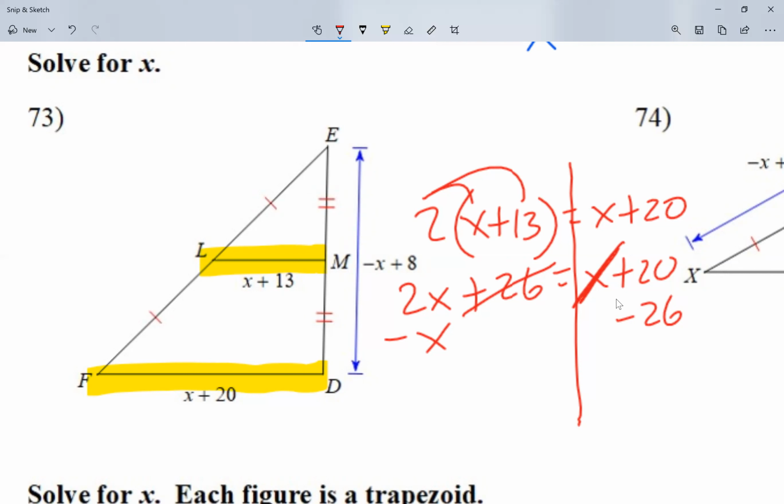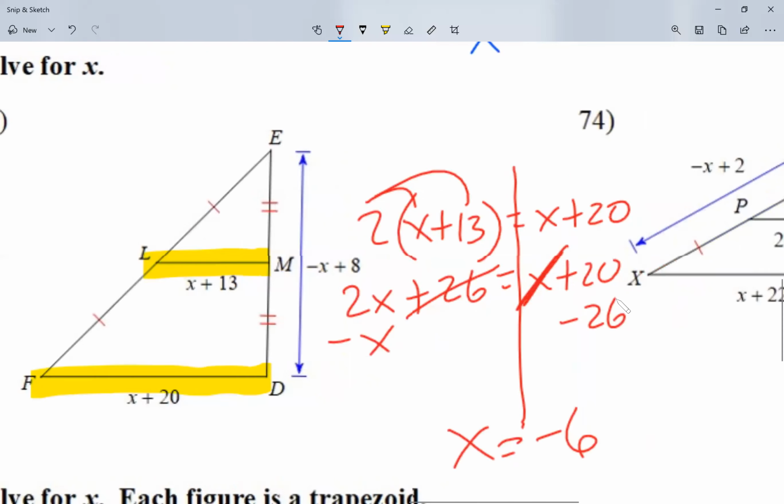Now on the left side, I have 2x minus 1x. So I'm just going to call that 1x. On the right side, I have 20 minus 26. I'm just going to call that negative 6. So x equals negative 6.